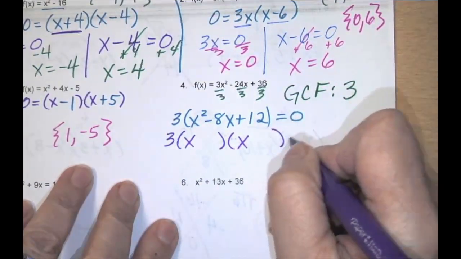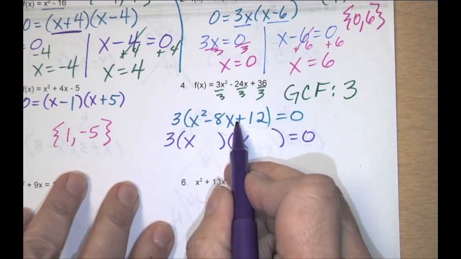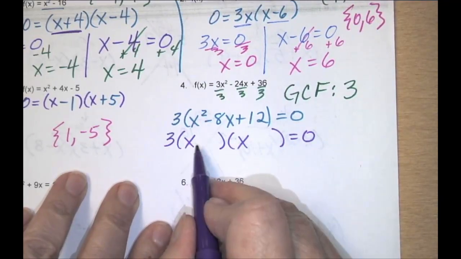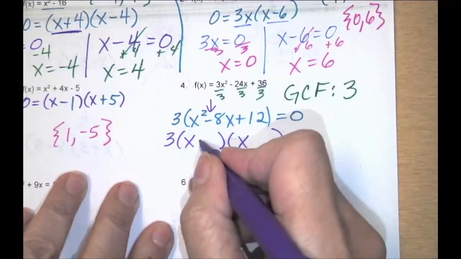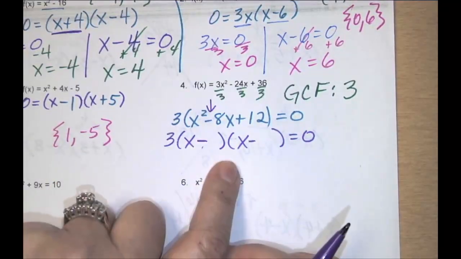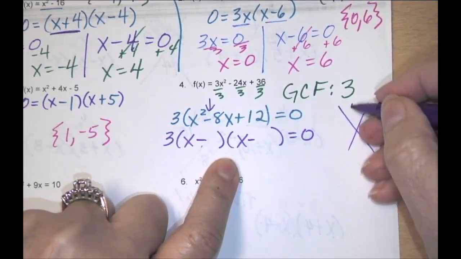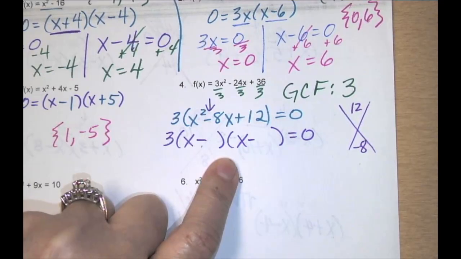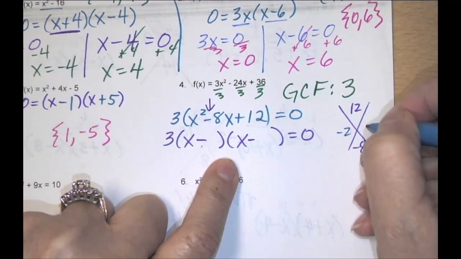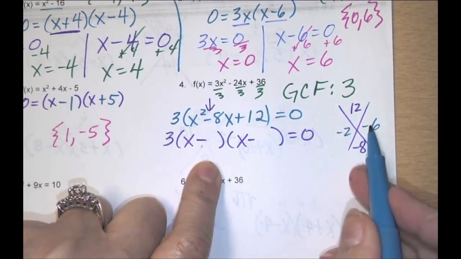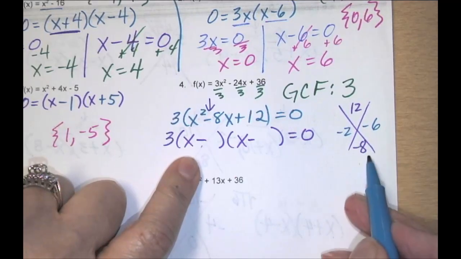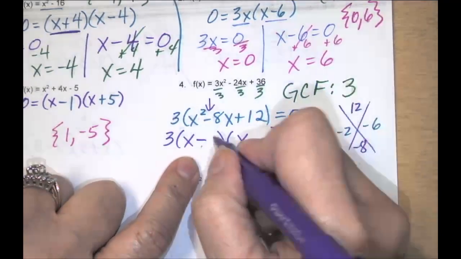Now remember that when it ends with a positive, your signs have to be the same. Since the middle's negative, they have to both be minus. So what are the two factors of 12 that add to negative 8? It's going to be negative 2 and negative 6. When you multiply them, you get positive 12. When you add them, you get negative 8.